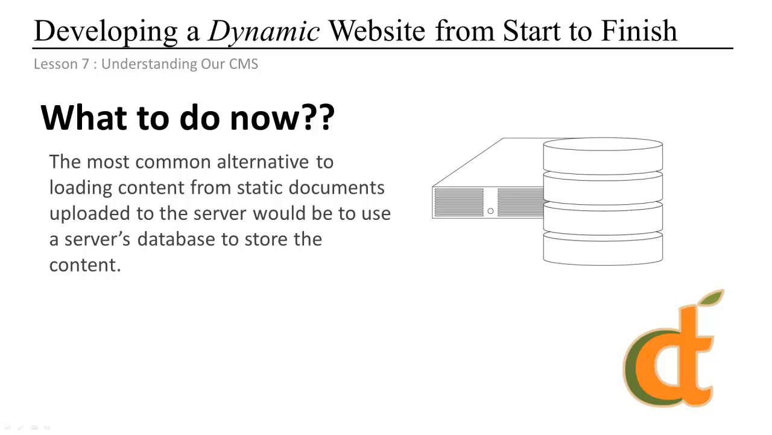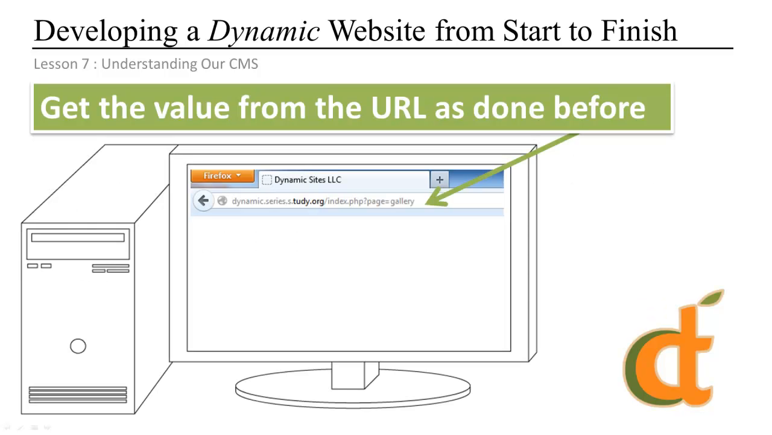What's more common would be utilizing a database hosted on the server to store this information instead. I'm just going to run through a really quick example of how to do so. I'm not going to get very detailed with it, but just give you the basic idea of what we're going to do. You're going to see some similarities from what we've already done, but then you're going to see where it takes a turn. So we're still going to get the value from the URL. So page equals gallery.